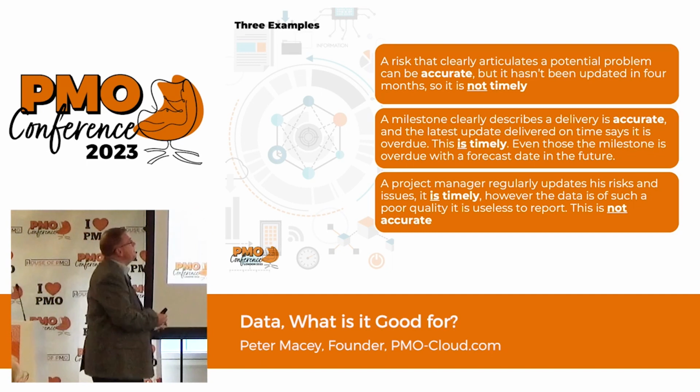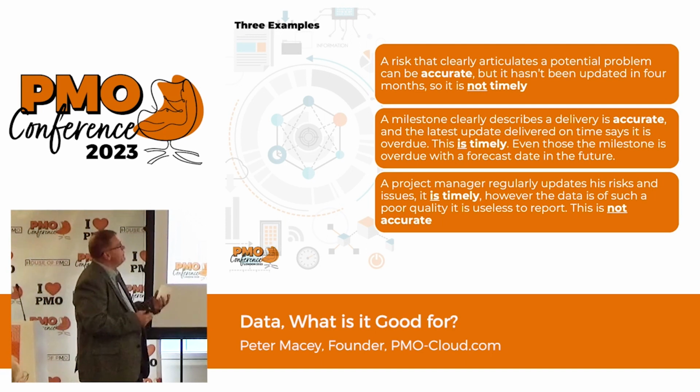So what I've tried to say here is in terms of accuracy. So a risk clearly articulates a problem. It can be accurate. It's not been updated in 4 months. It's no use to man or beast.